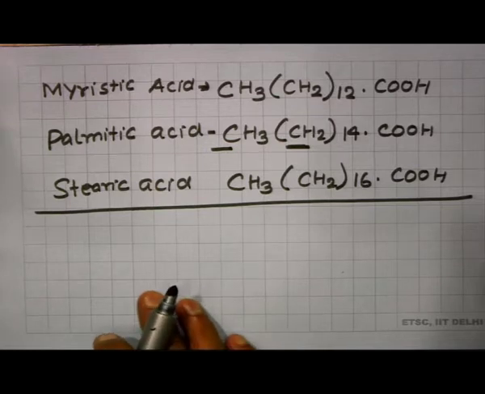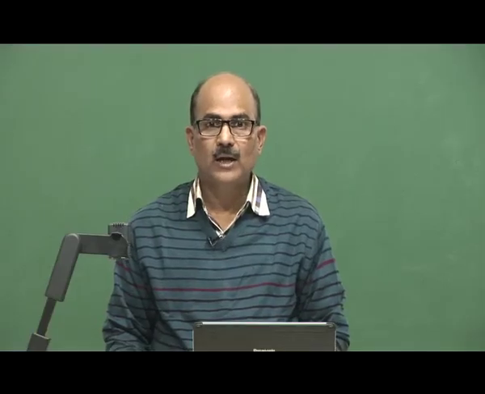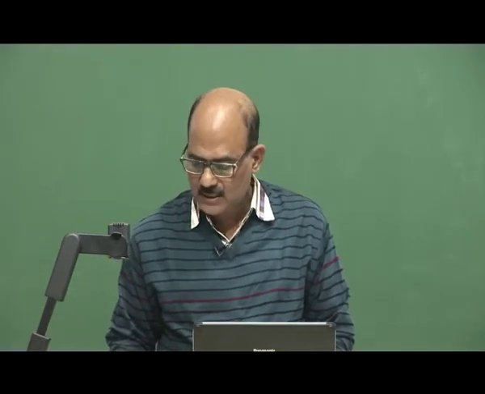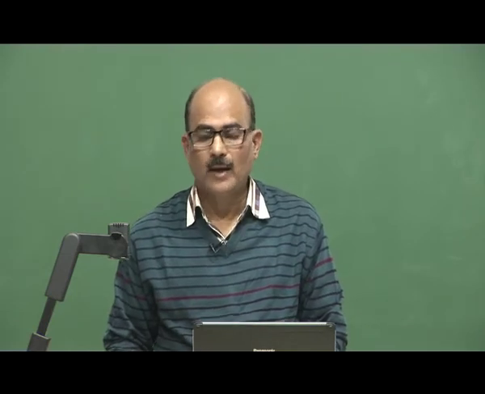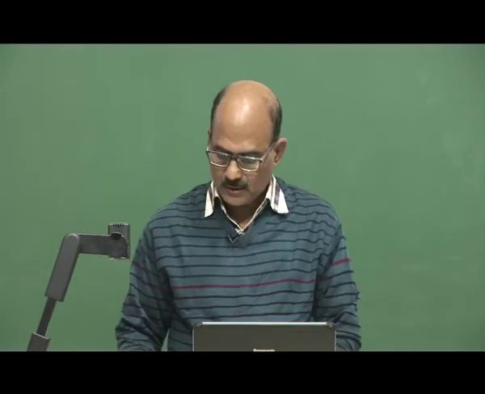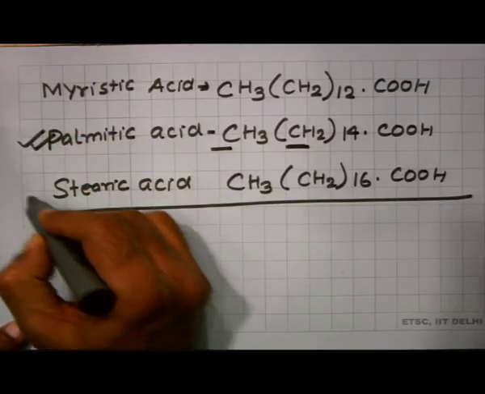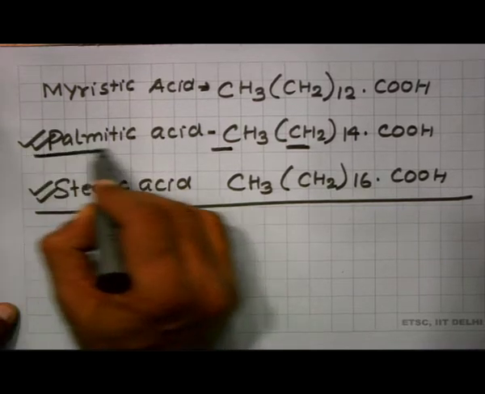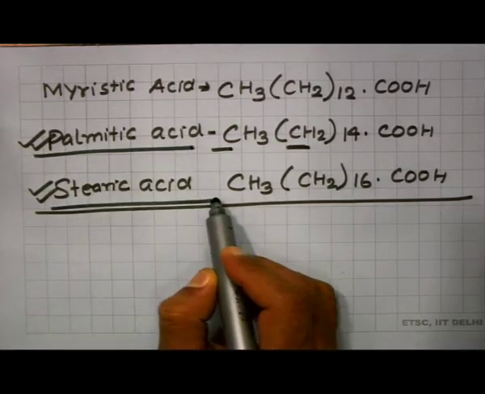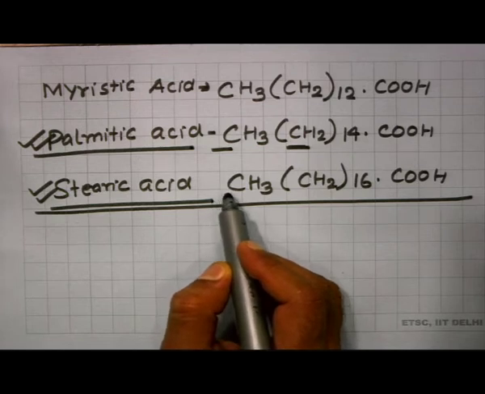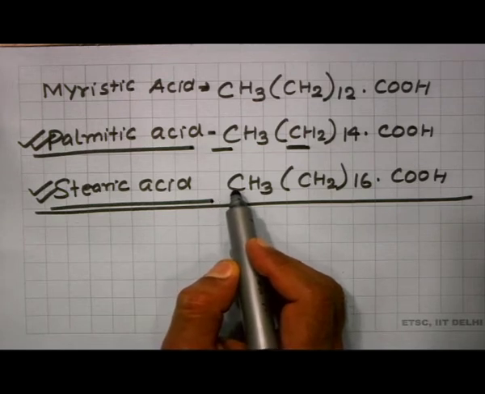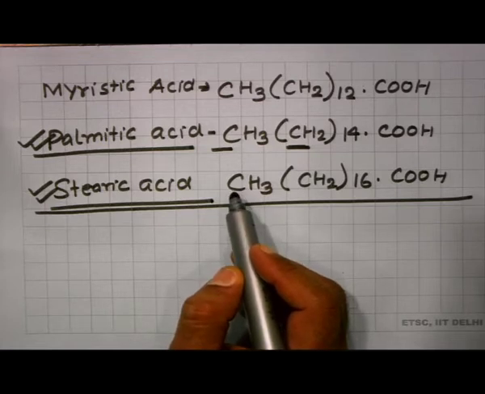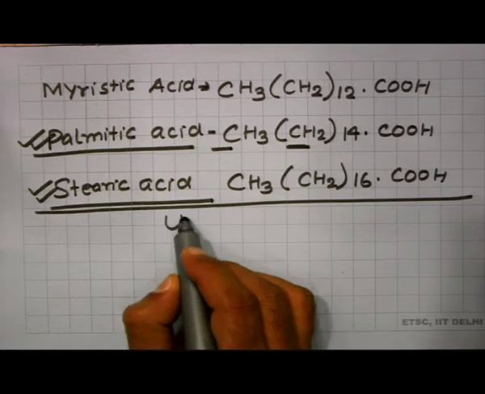So, these are some common saturated fatty acids. You can easily write down the chemical formula by knowing that the CH2 group is multiplied by either 6, 8, 10, 12, 14 or 16. The two most important for your syllabus are palmitic acid and stearic acid. So, you can now easily write the structure of saturated fatty acids.